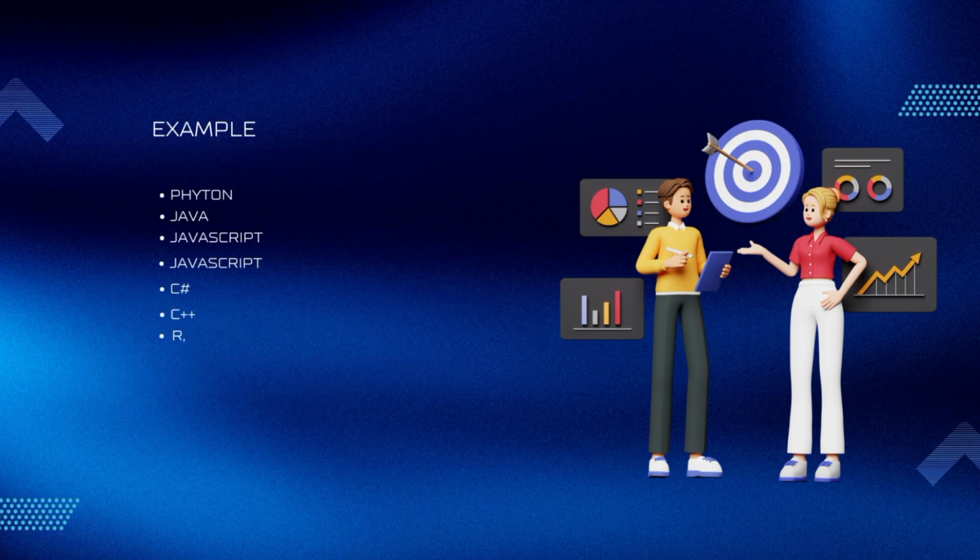Here are the examples of a programming language. First one is Python, Java, JavaScript. Oh, there's two Java. C#, C++, and R.